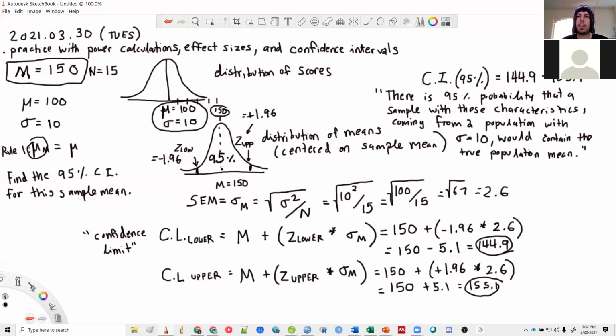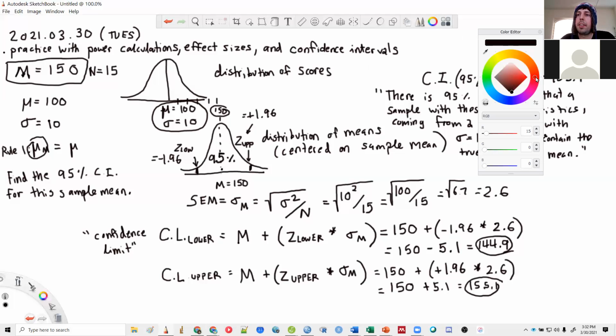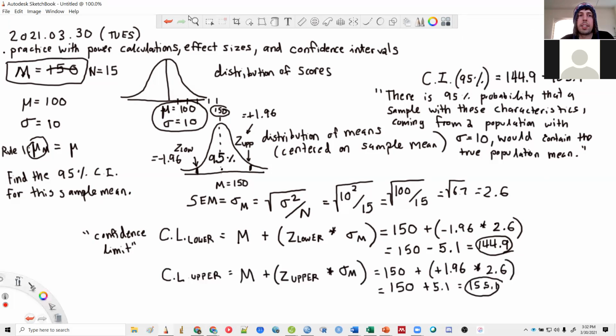What else is there to say here? That's right. Imagine for a second we were to change this mean of 150 to a mean of 110. Forgot how to change the colors. So let's imagine a different version of this problem where all of the assumptions were the same. We are still assuming that the population mean is 100 and the standard deviation of that population distribution was 10. Imagine if the mean was 110 with a sample size of 15.